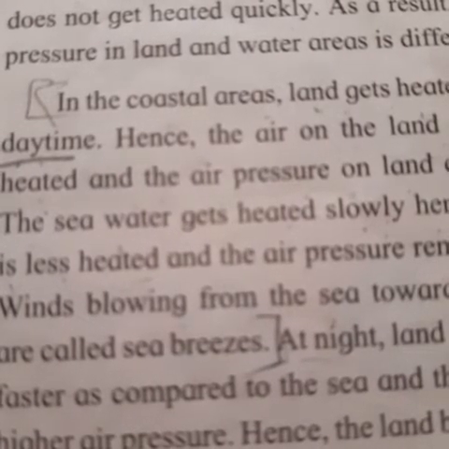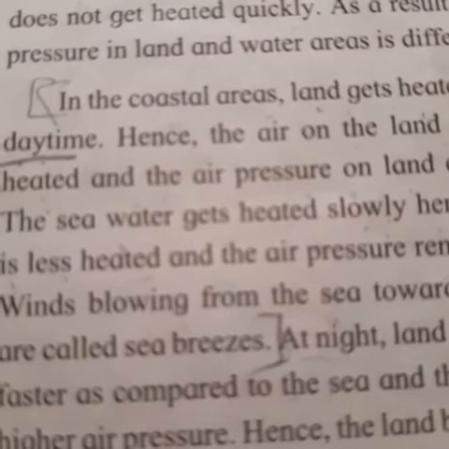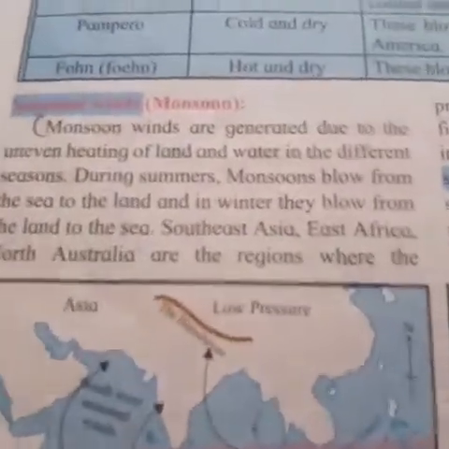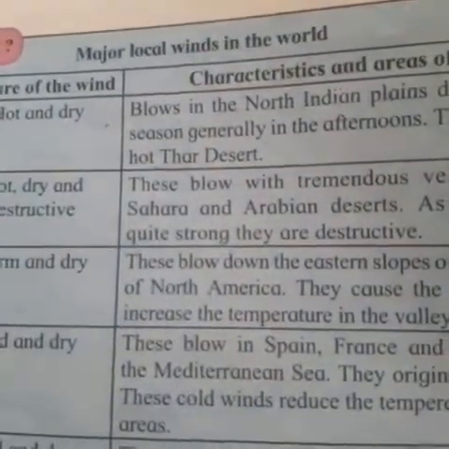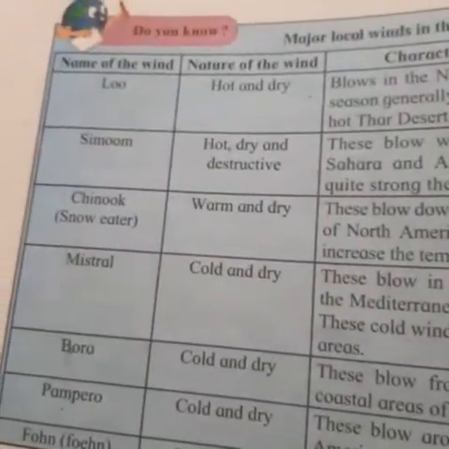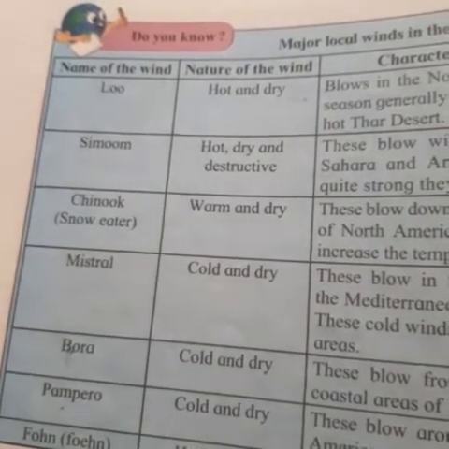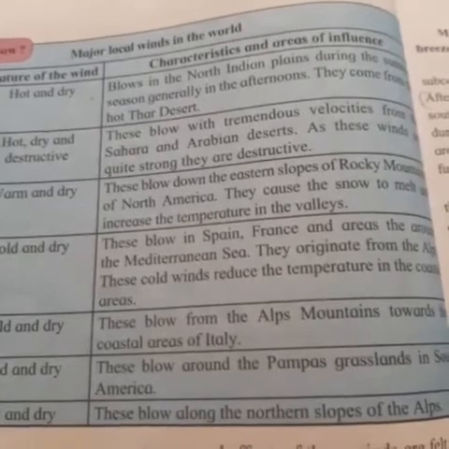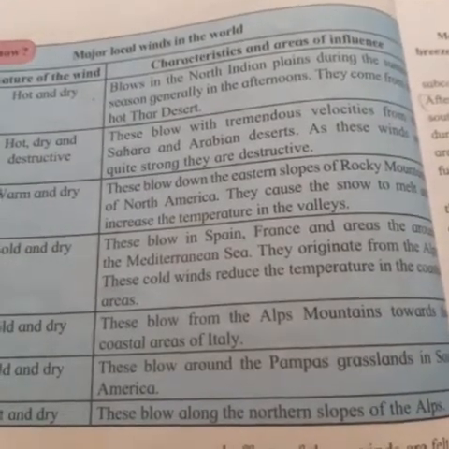Besides these, there are other local winds blowing in different regions due to the specific conditions that they have given, for example Fohn, Chinook, Bora, Lu. This is the seasonal wind. They have given the major local winds in the world. They have given the name of the wind, then the nature of that wind, whether cool, hot, dry or very destructive, then the characteristics and area of influence.